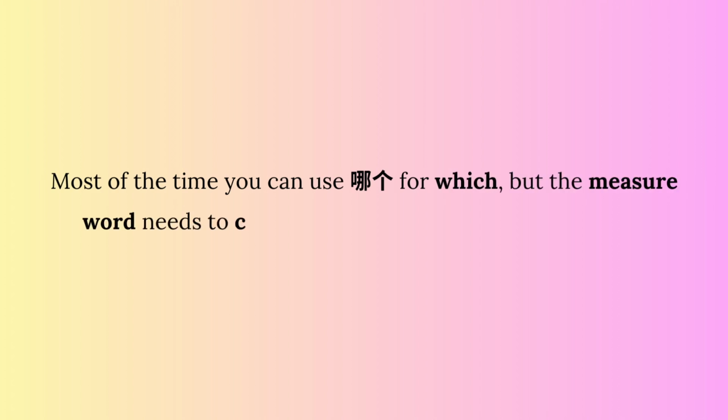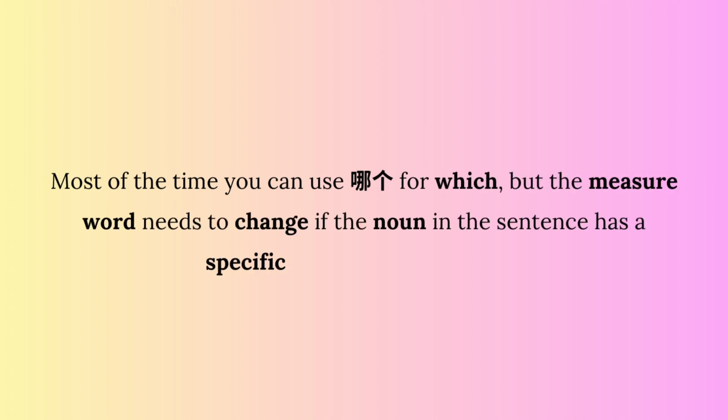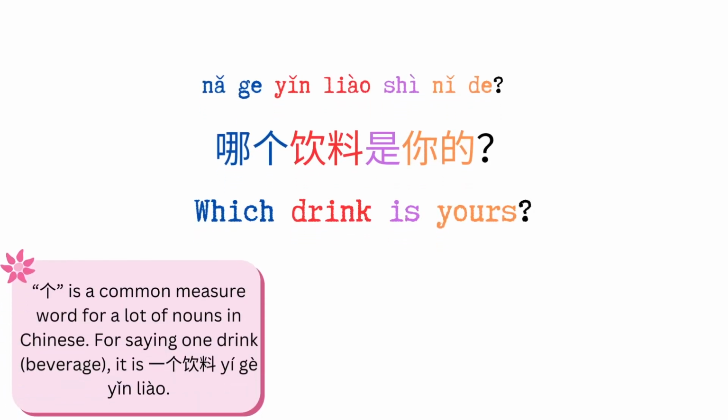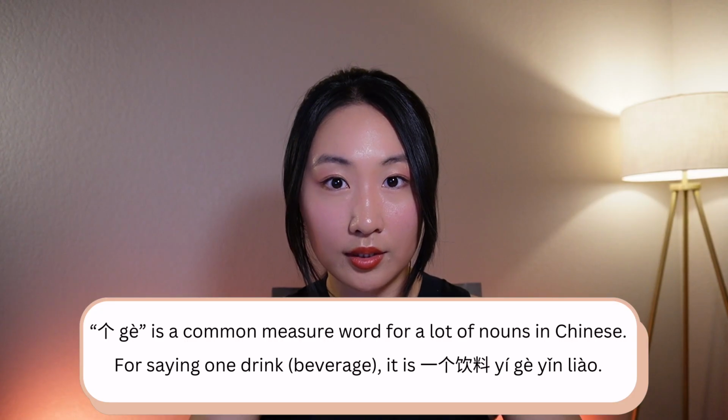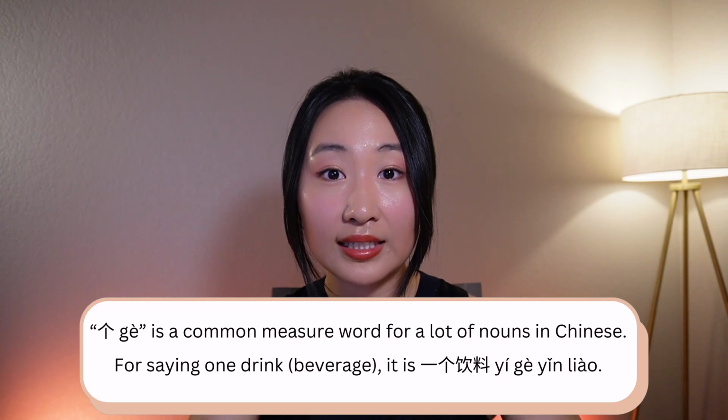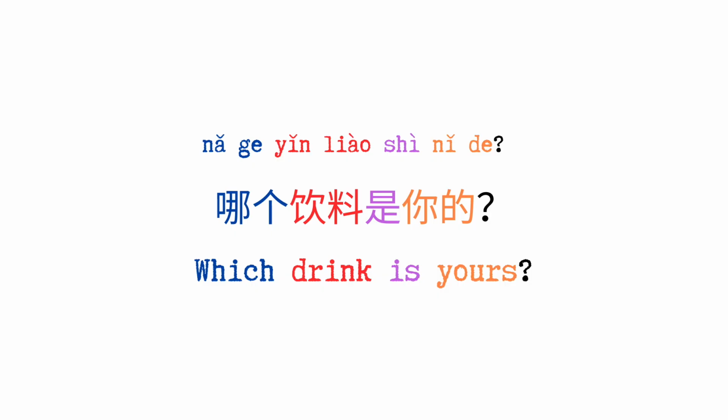The last question word for today is 哪个, which means which. Most of the time, you can use 哪个 for which. But the measure word needs to change if the noun in the sentence has a specific measure word with it. I'll give you 3 examples for you to understand better. The first one is 哪个饮料是你的? Which drink is yours? For 饮料 beverage, we just use the general measure word 个. For example, one beverage, 一个饮料. So when we ask which beverage is yours, you use 个 in that question. 哪个饮料是你的?